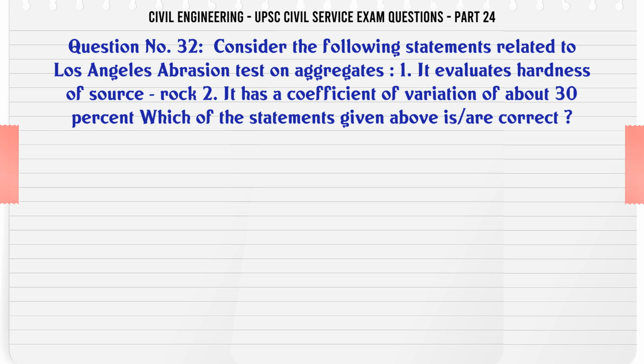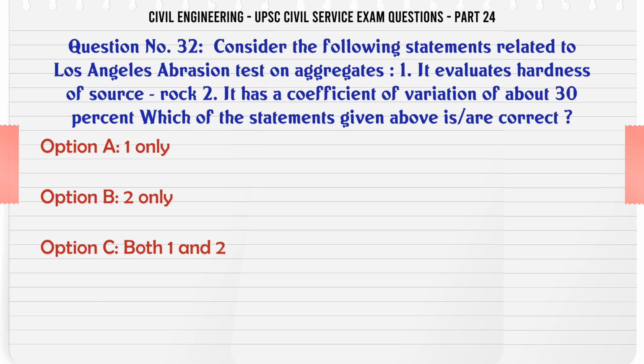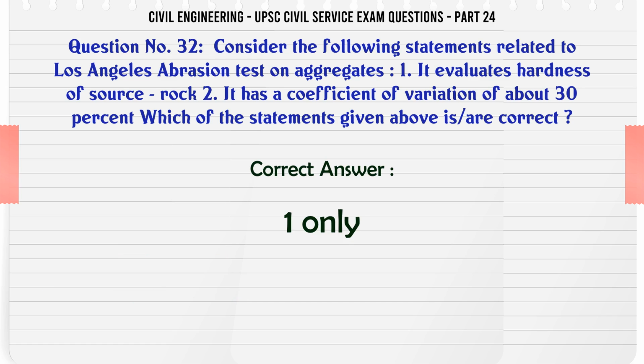Consider the following statements related to Los Angeles Abrasion test on aggregates. 1. It evaluates hardness of source rock. 2. It has a coefficient of variation of about 30%. Which of the statements given above are correct? A 1 only. B 2 only. C both 1 and 2. D neither 1 nor 2. The correct answer is 1 only.